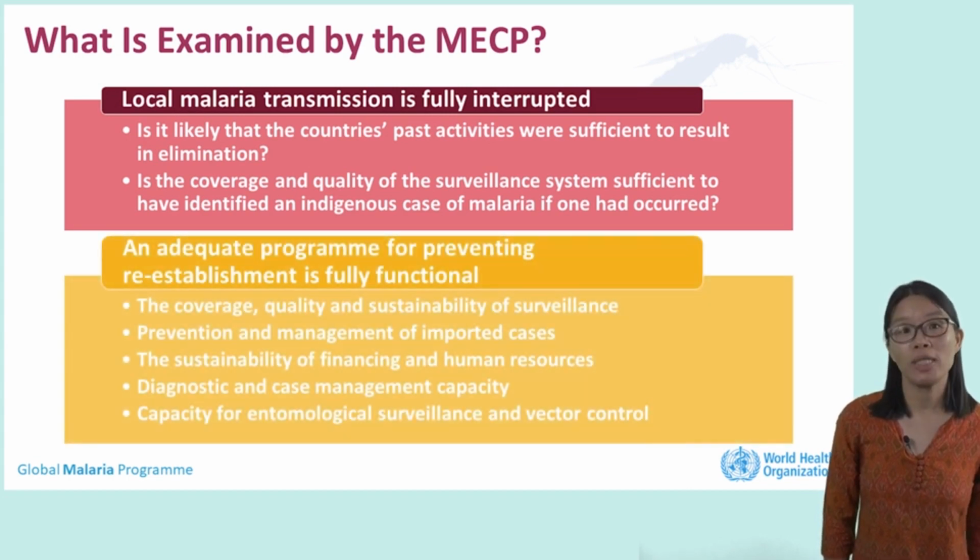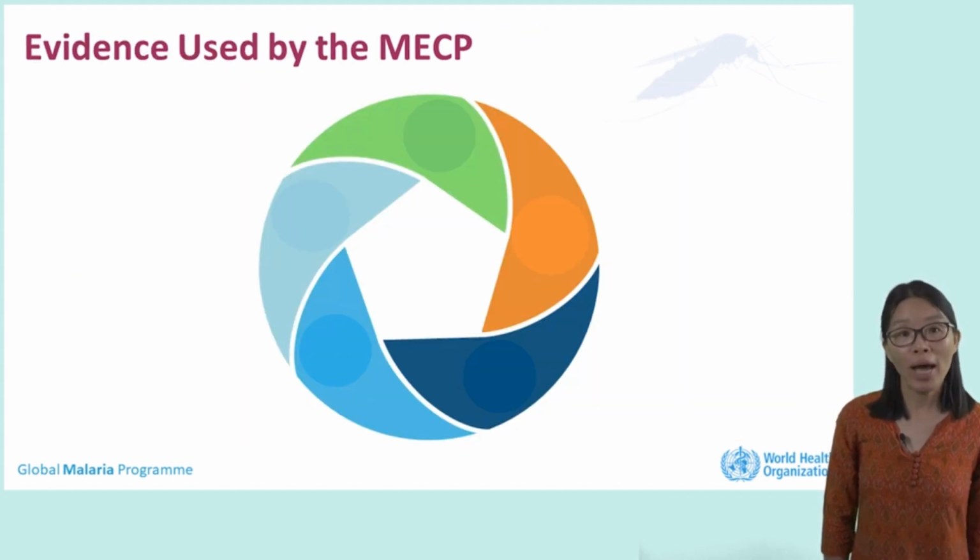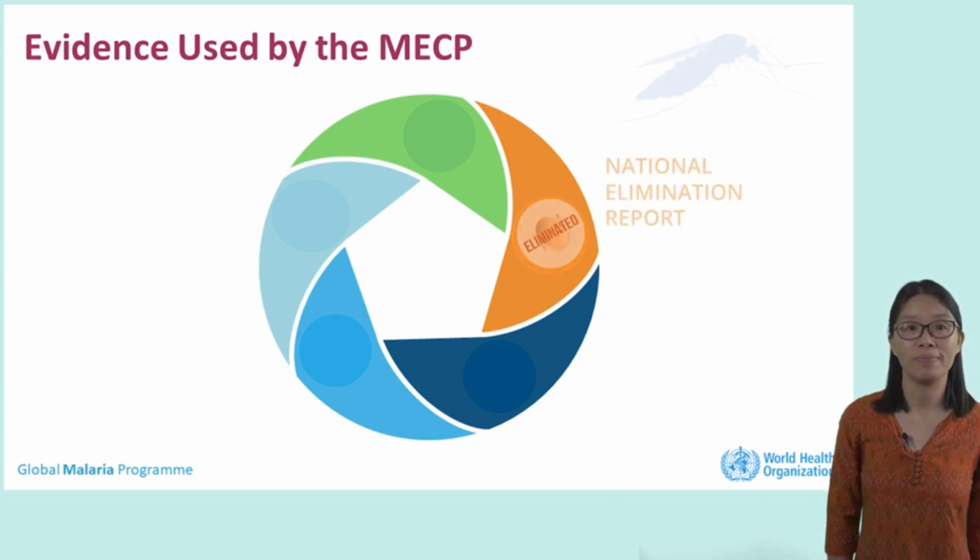To evaluate the adequacy of a country's program to prevent re-establishment of malaria transmission, the MECP examines the strategies, technical soundness, and comprehensiveness of the activities in the program to prevent re-establishment, quality and coverage of malaria surveillance and response, quality and coverage of diagnosis and treatment, capacity for entomological surveillance and vector control, and sustainability of financial and human resources. To arrive at its conclusions and recommendations, the MECP will review and evaluate information from a variety of sources.